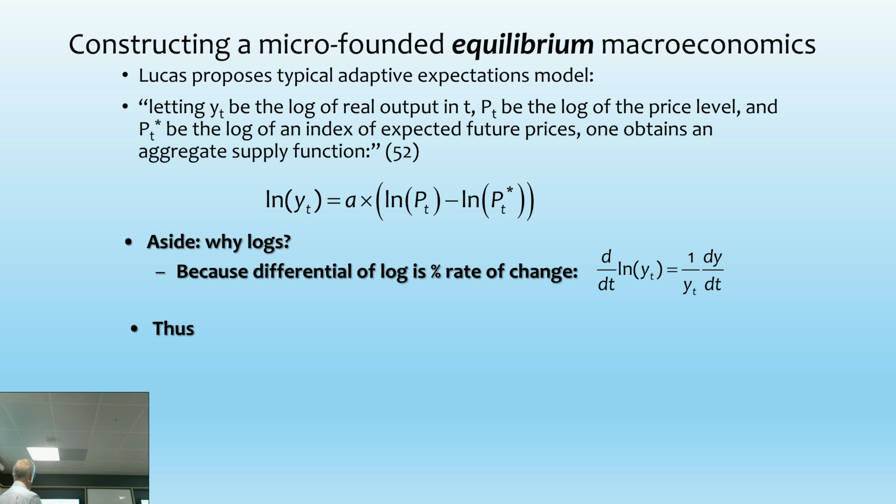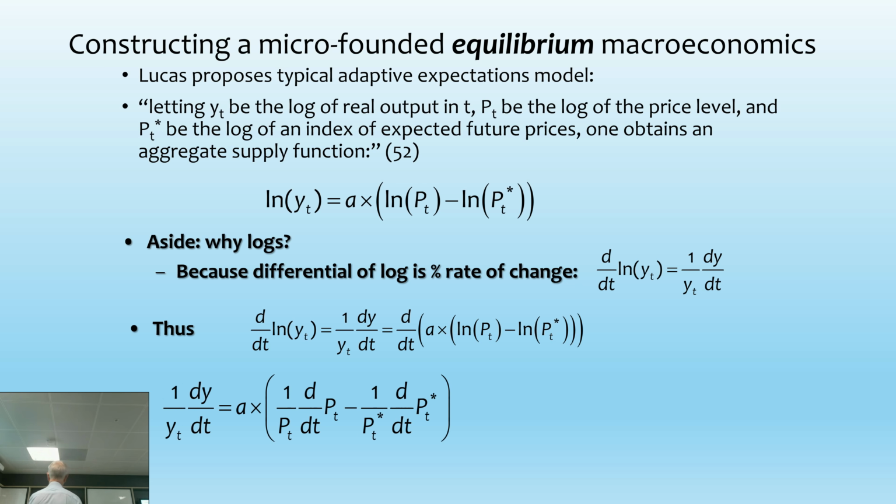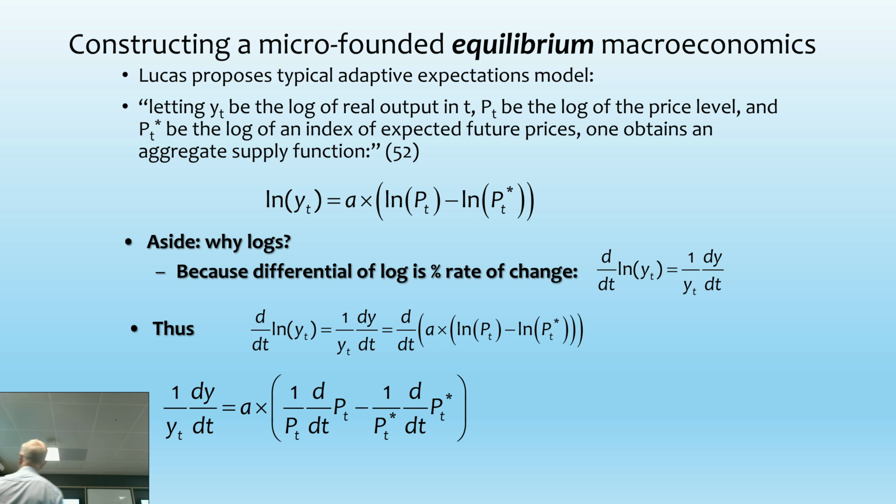I didn't write this animation on this slide here. But if you then differentiate the log of output, you get the rate of change of output, and that's going to be the differential of the constant. This is a first order time lag equation here. So you then have a constant times the rate of change. The rate of change of the deviation of output from equilibrium is some constant times the rate of change of the deviation of actual price from the rate of change of equilibrium prices.